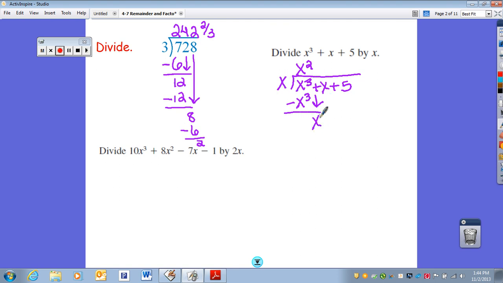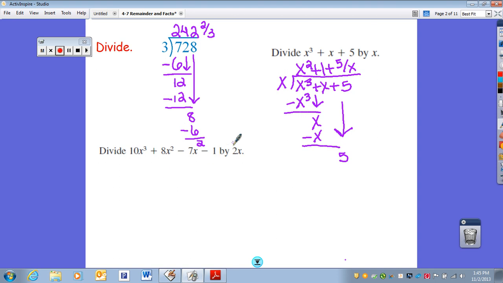How many times does x go into x? It goes in there 1 time. So I multiply 1 times x, which gives me a product of x, and then I subtract, and I get 0, so I bring down the next number. And then I ask myself, how many times does x go into 5? And it doesn't, so that's going to be our remainder. It is a positive 5, and we write the remainder then as plus our remainder over our divisor, which is 5 over x. So we can do that by long division.